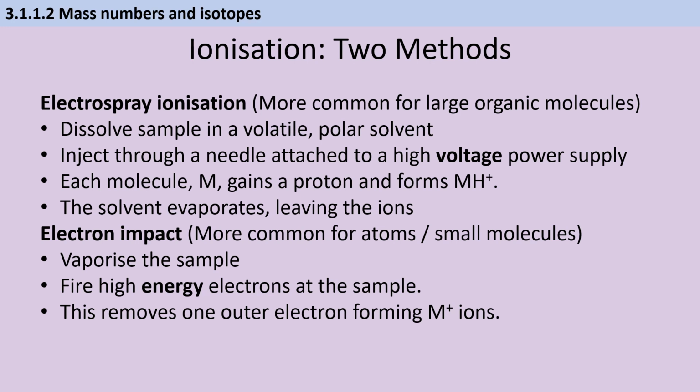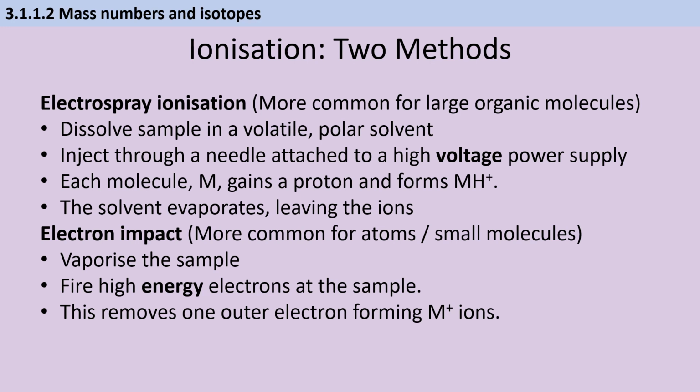In that process, each molecule is going to gain a proton, and that's going to mean that your final ion has a positive charge and it's also 1 atomic mass unit heavier than the original molecule. So say if we were analysing decane, it's got an Mr of 142, the final ion would have an Mr of 143.